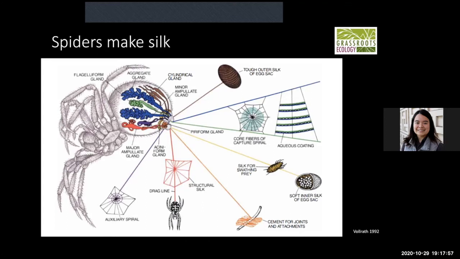And then they also make different types of silk, especially the females when they're laying eggs. They want to swathe their eggs in a nice soft inner silk and then a tough outer silk to protect the eggs.